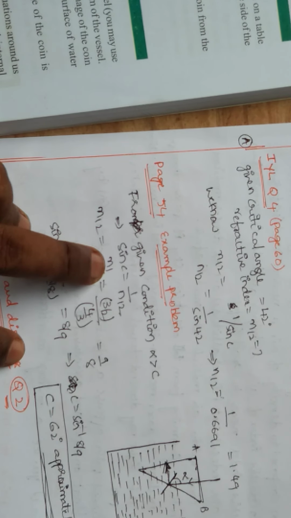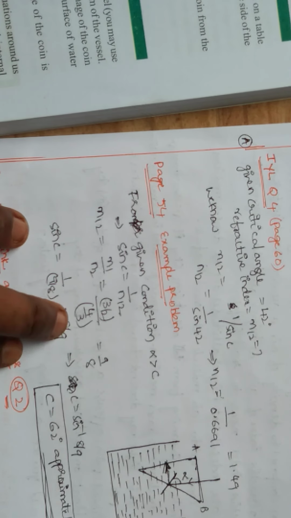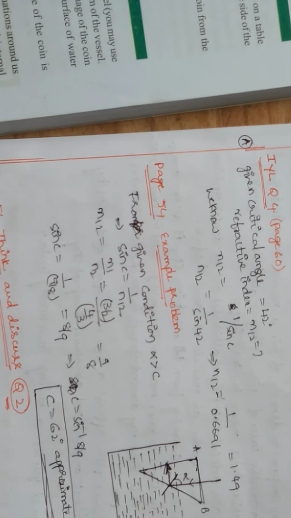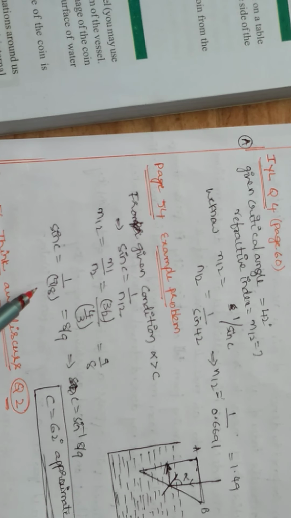Now what is the value of n1? They have provided n1 as 3/2 and n2 as 4/3. Now the total value becomes 9/8. Now we get sin C is equal to 1 by 9/8, reciprocating, 8/9.